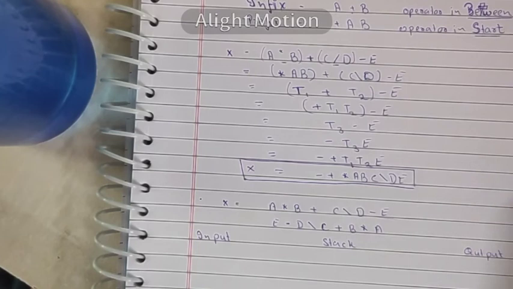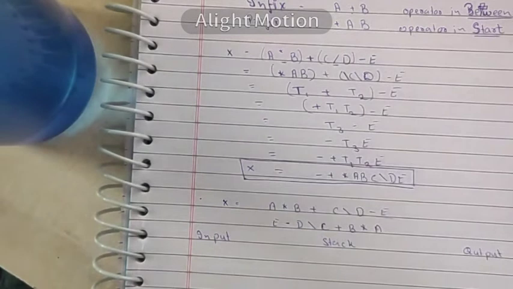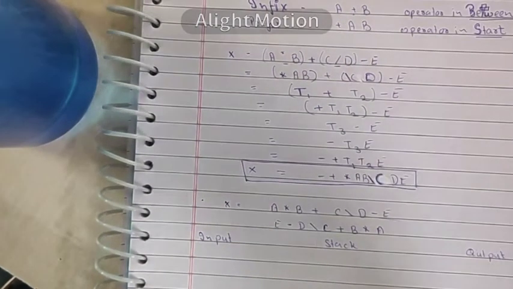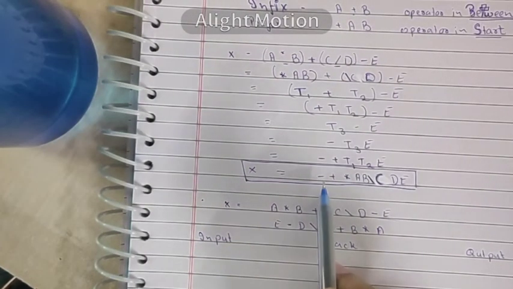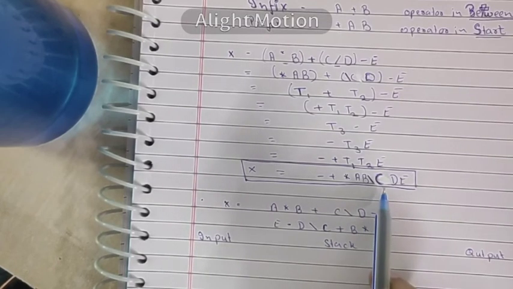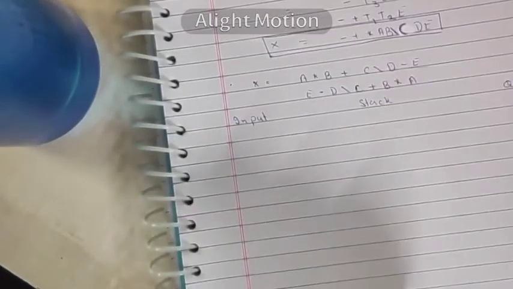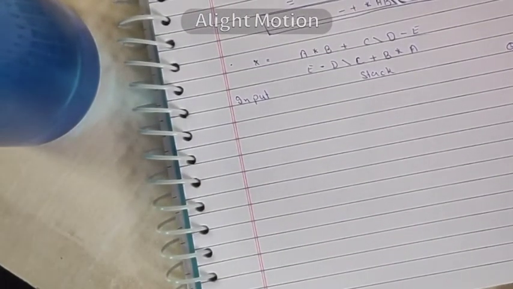Actually here I did a mistake. T2 would not be C by D, it would be of the form divide C D. So the correct prefix equation would be minus plus star A B divide C D E. Now let us convert this by using stack.